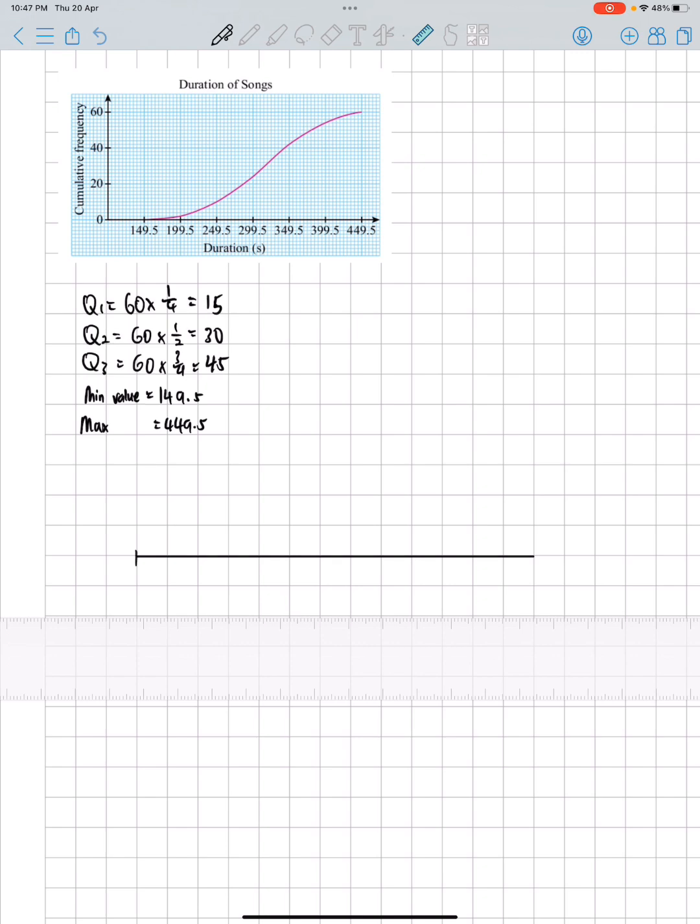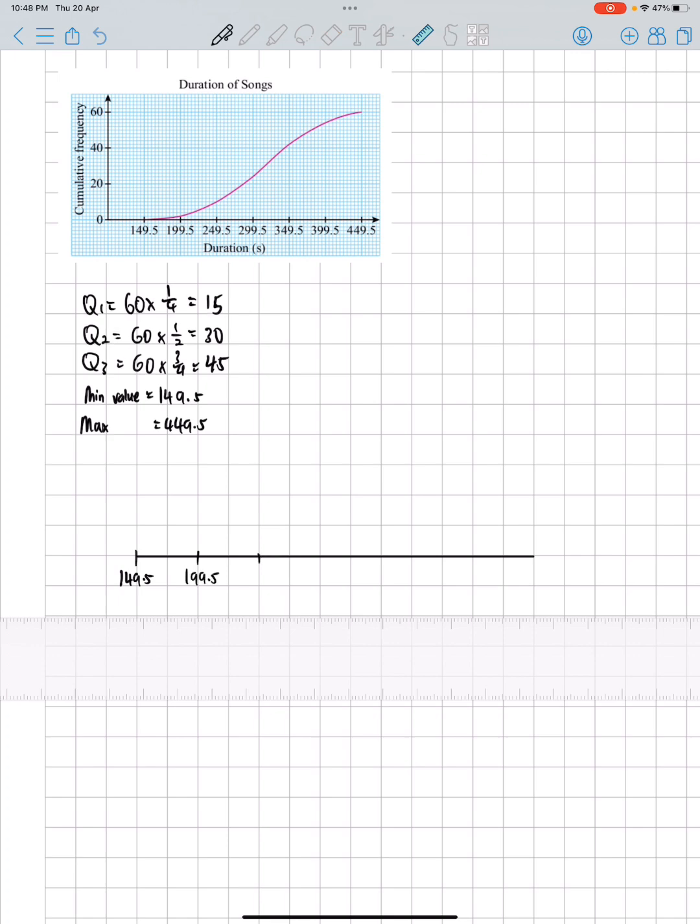So we'll start with the minimum and the maximum. Minimum is 149.5. For the box plot range, I use 2 blocks. If it's just numbers, you can just copy this one. Okay, so I just copied it.